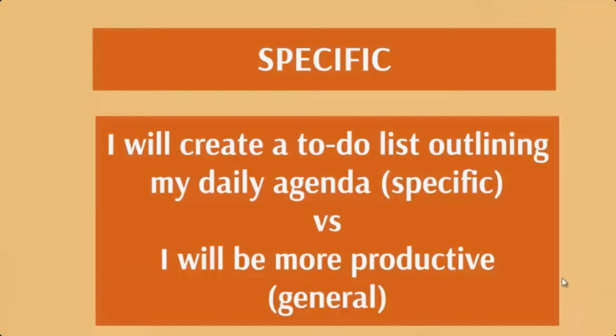And of course, versus I will be more productive. So rather than thinking, I'm going to be more productive today, think, I'm going to create a to-do list outlining my daily agenda. Rather than being general, because general doesn't really help us accomplish anything. In fact, it delays us and prevents us from accomplishing our tasks. And then we want to think specific. So as you are going through your whole to-do list, think specific.